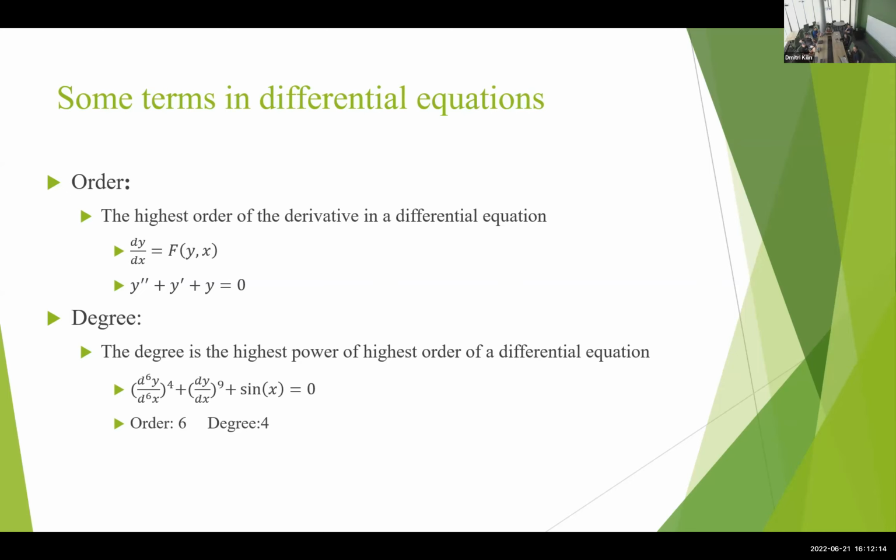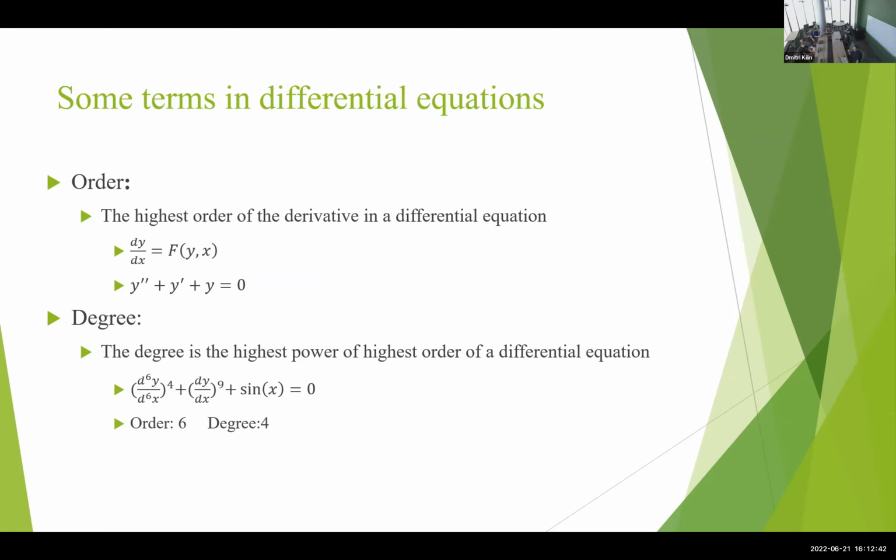So the first thing is order. Order is the highest derivative that is mentioned in the equation. For example, the first example is a first order equation, because it only contains the first derivative, and the second one is of course second order because it includes the second derivative.